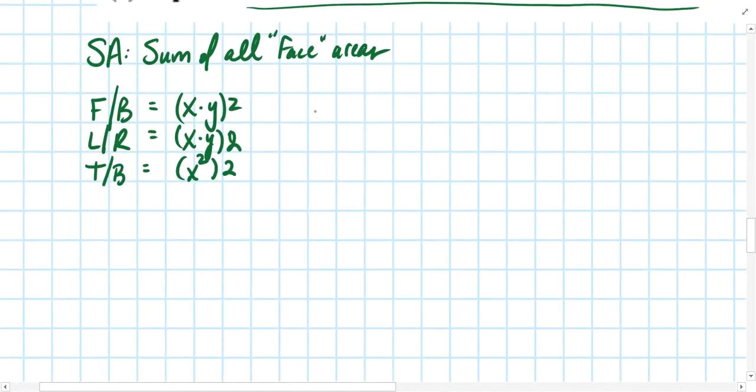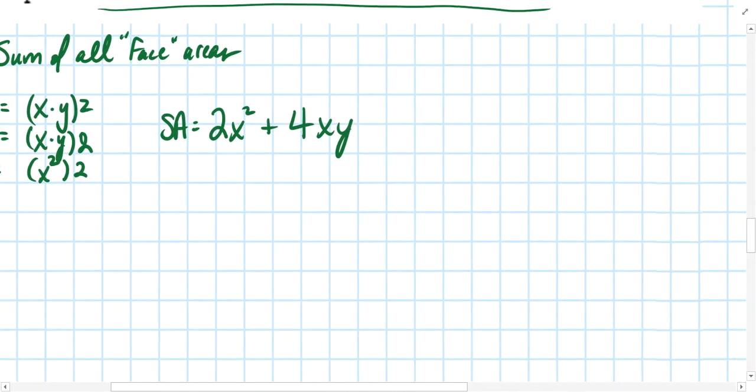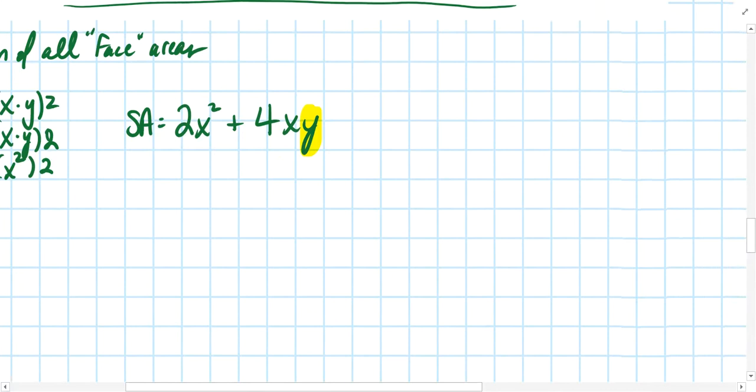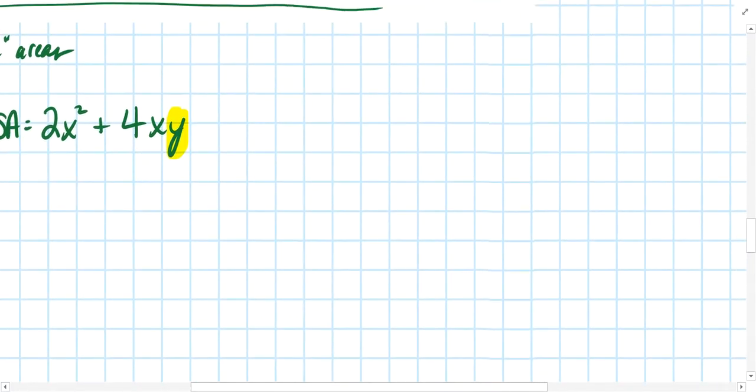I could say that the surface area is equal to 2x squared plus 4xy, because I've got 2 from the front and back and 2 from the left and the right, for a total of 4xy. Now here again, we're actually in pretty good shape. We've got a surface area based on x and y. What I would like to do is see if I can rewrite this equation so that y isn't used. I don't want to have to supply the y value. That's where the volume comes into play.